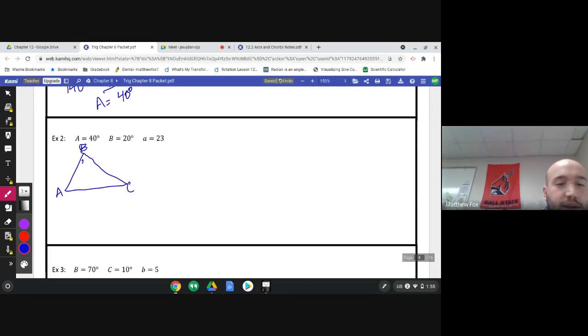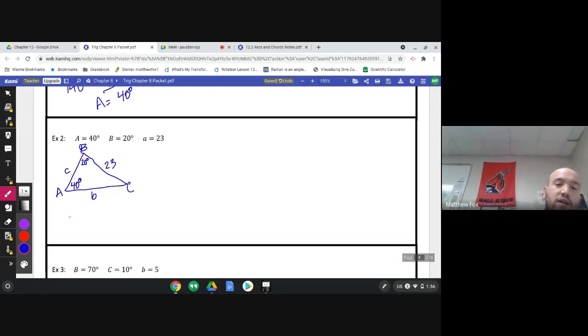Okay? This is 20 degrees here at B. We know that's not drawn to scale, but it will be good enough to help us. Okay, that's 40 degrees, and here's A. Oh, instead of an A, whoops, I shouldn't have an A there. I should have 23, and then I don't know what C is.